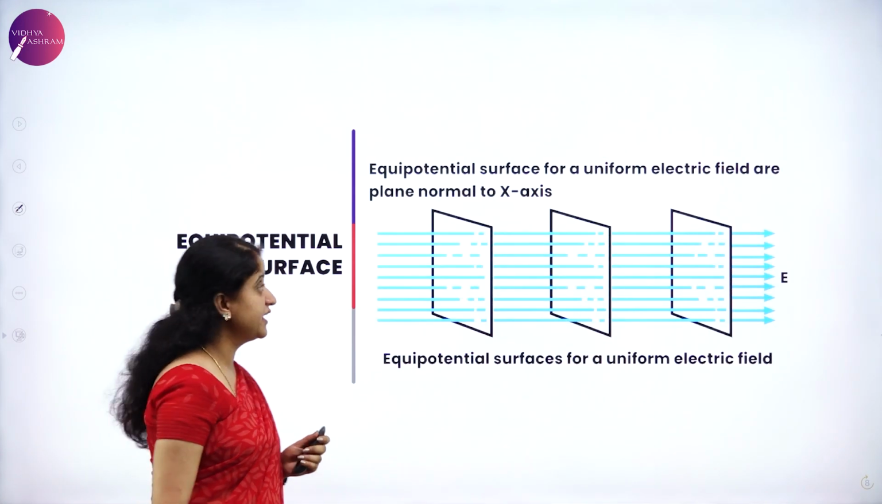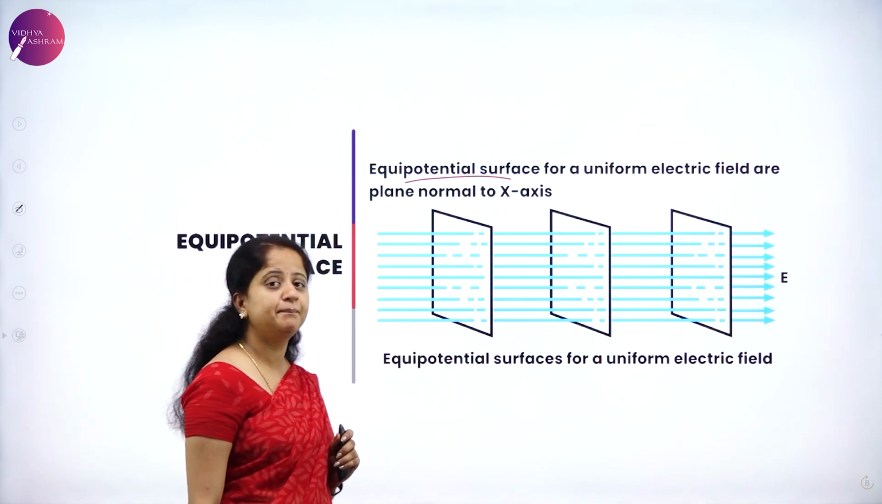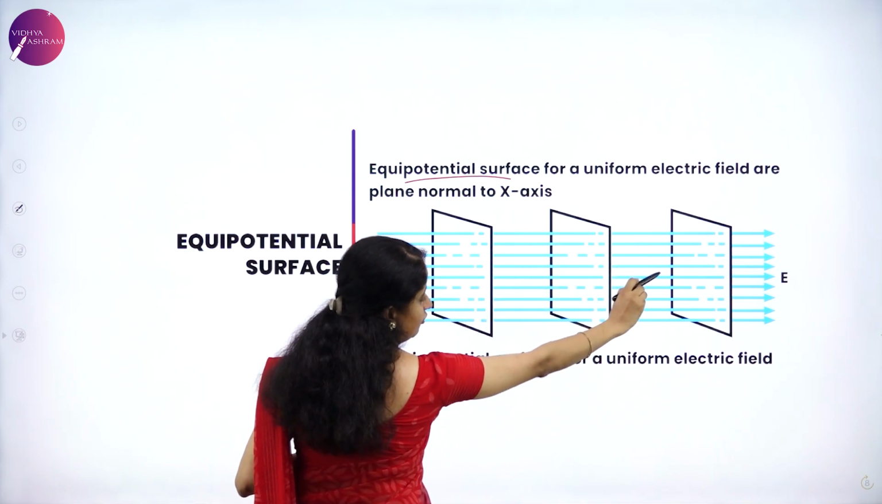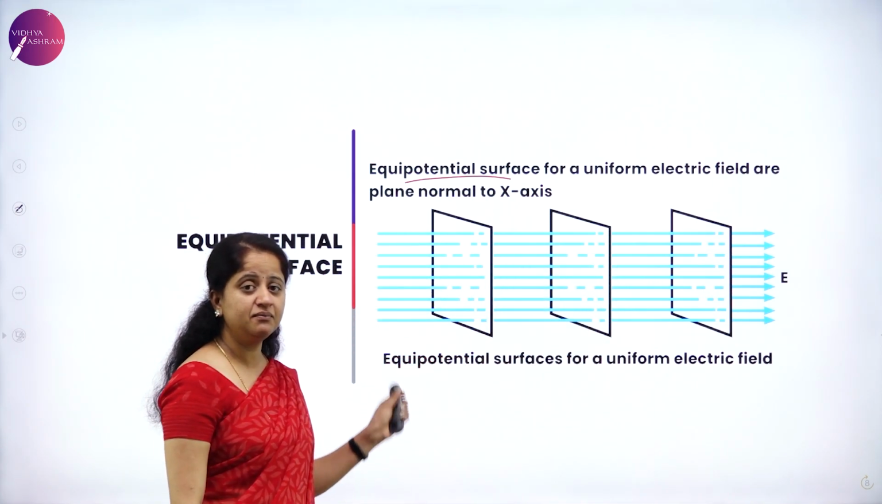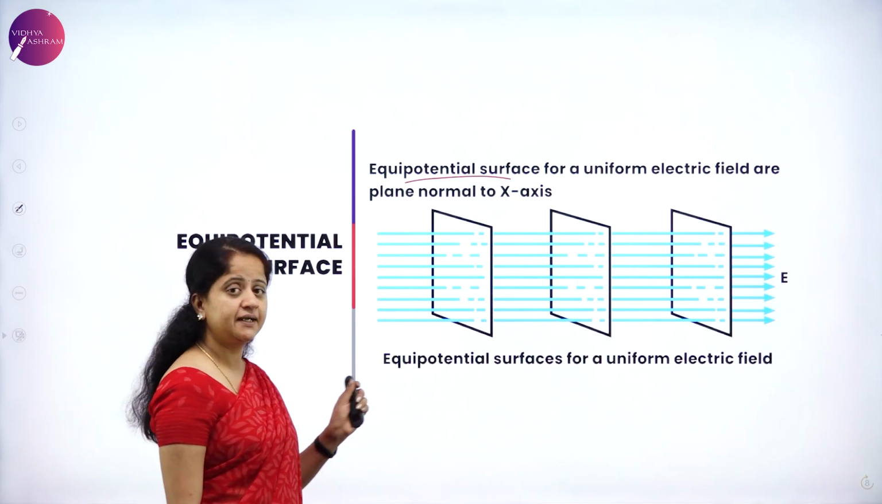We have one more scenario: the equipotential surfaces for a uniform electric field are planes normal to the x-axis. You can see here they are planes normal to the x-axis. This is one more condition of representing an equipotential surface diagrammatically.